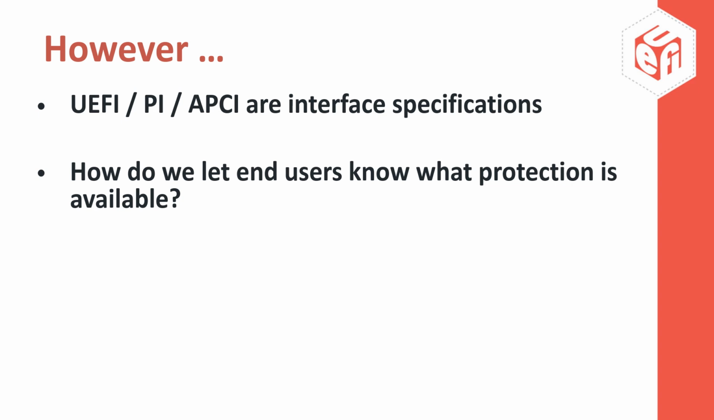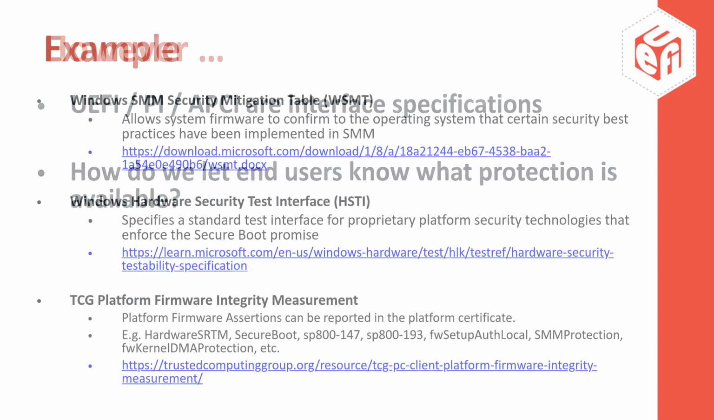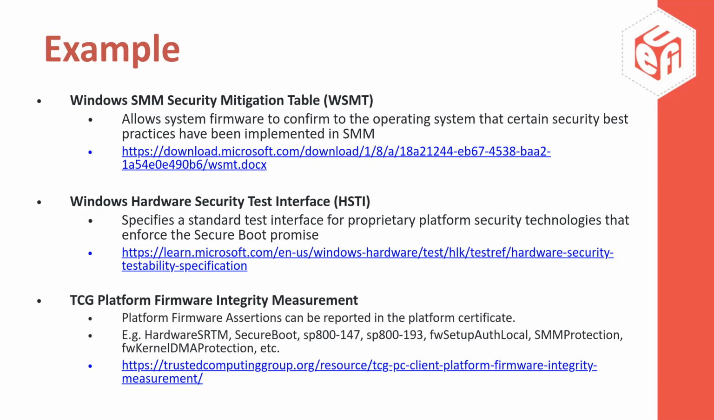The problem is that the UEFI or PI or ACPI specification has no such interface. Now, how do we let the end user know that the hardening work is available on the existing BIOS? Currently, the industry has implemented several ways to report the security hardening capabilities. For example, the Windows SMM Security Mitigation Table (WSMT) allows the system firmware to confirm to the operating system that certain security best practices have been implemented in SMM, such as a secure SMM communication buffer.